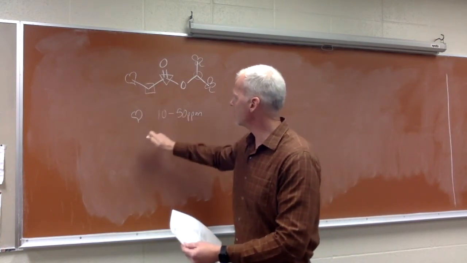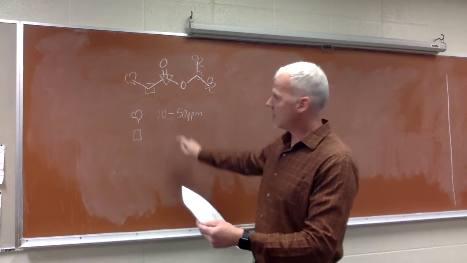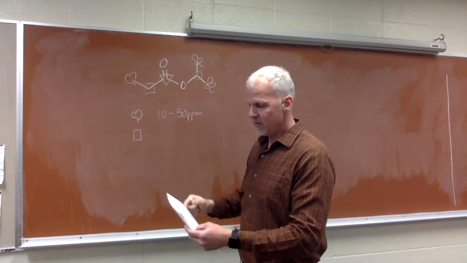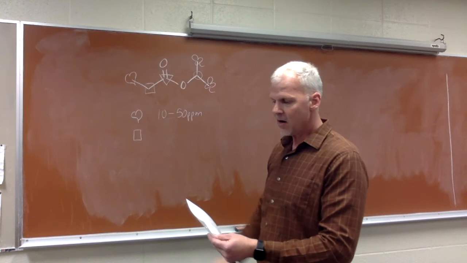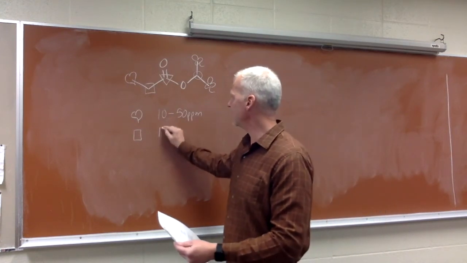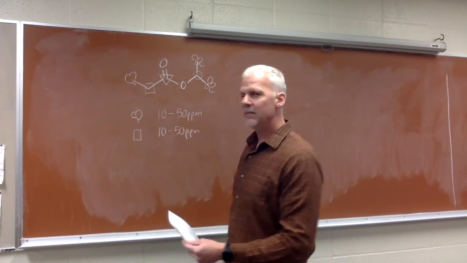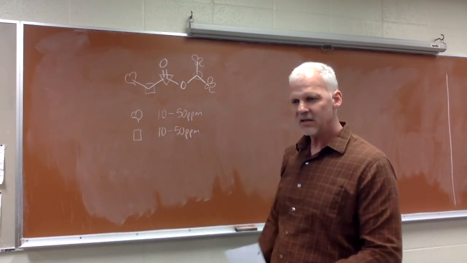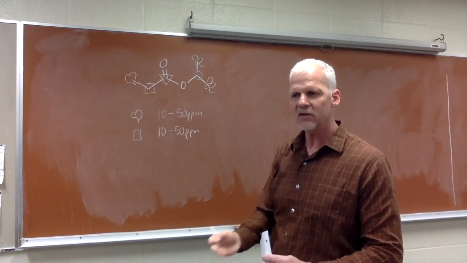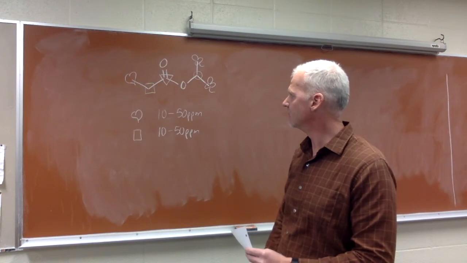The CH2 here, the square signal, well, that's next to the carbonyl, and in the proton NMR we would have seen that as a different signal. In the carbon-13 NMR, they aren't distinguished quite as well. So that one's going to be in the 10 to 50 range as well. That's one of the limitations of carbon-13 NMR, is some of the carbons aren't distinguished quite as well from each other as the protons would be in the proton NMR.